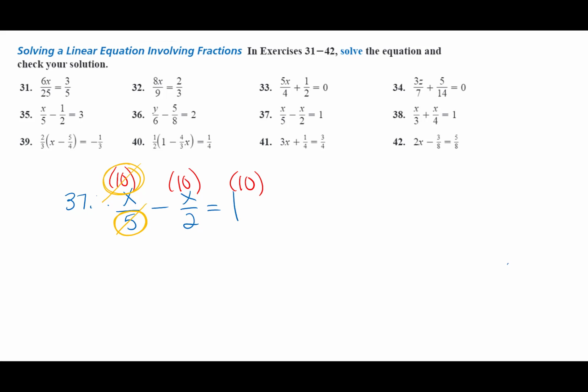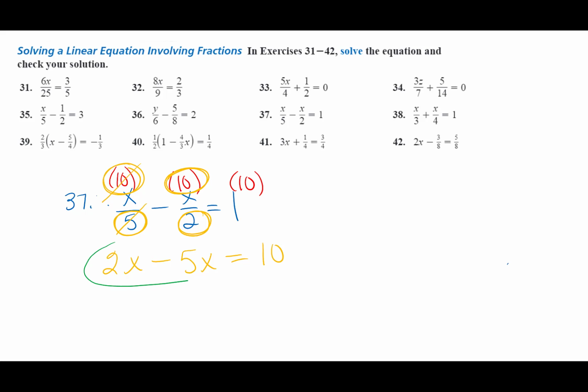I'm left with a 2, but there was already an x in the numerator. And so now it's just the number 2x. And then we have our subtraction sign. I'm going to do the same thing with the 10 in the numerator, the 2 in the denominator. 10 divided by 2 is 5. Again, there was already an x, so this is 5x equals 10 times 1 is 10.